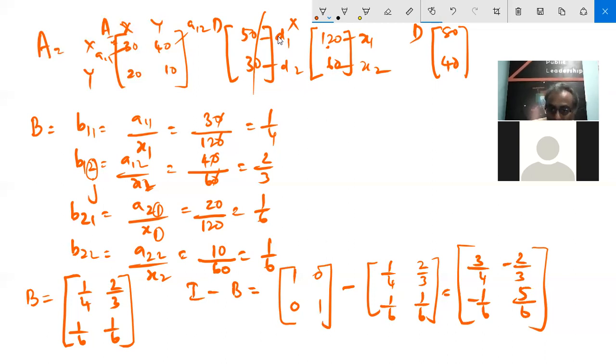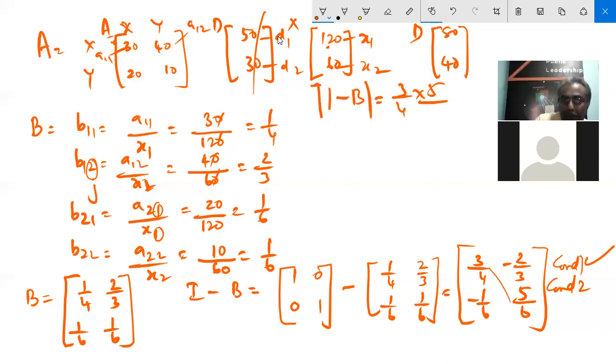Now diagonal is positive. Yeah. So condition 1 is true. Condition 2 now you have to find out. Let us take I minus B determinant. 3/4 into 5/6 minus 1/6 into minus 2/3. Yeah. That is equal to 15 by 24 minus 2 by 18. Make it 1 by 9.